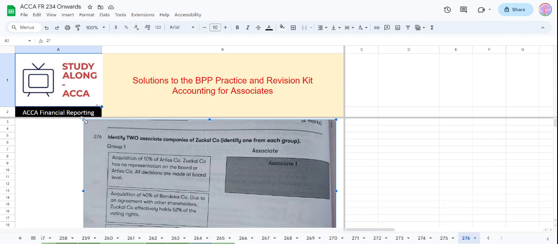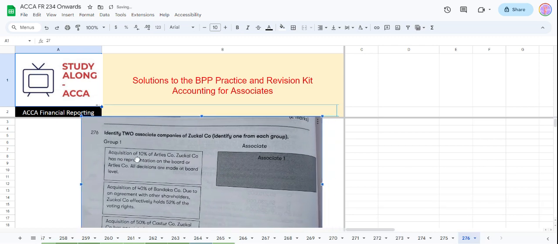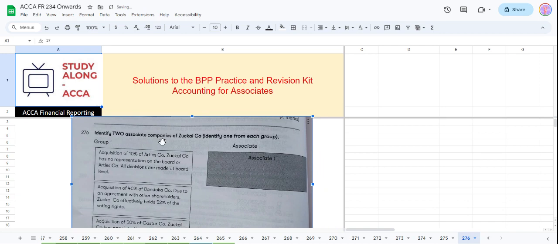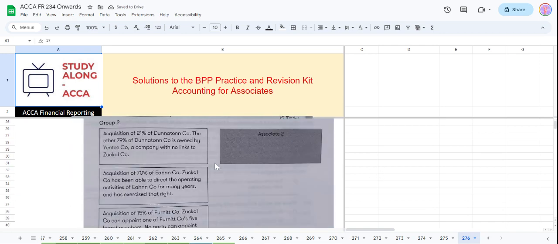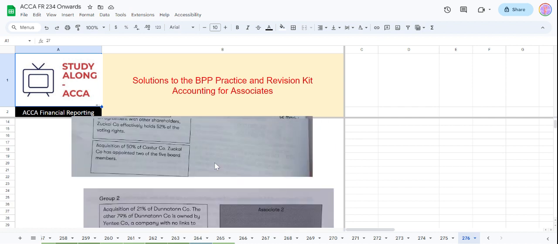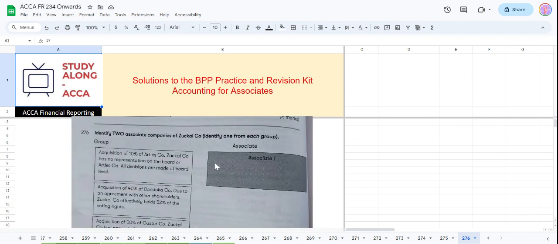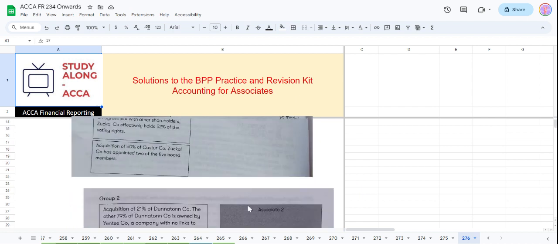6, they are asking us to identify two. Identify two associate companies of G company. Okay, so there's group 1 and group 2. Out of these, we need to identify one from each group.